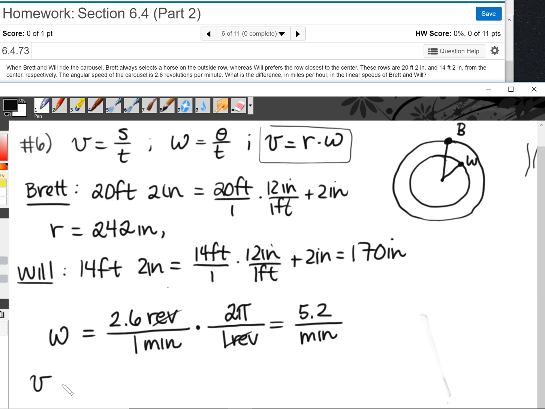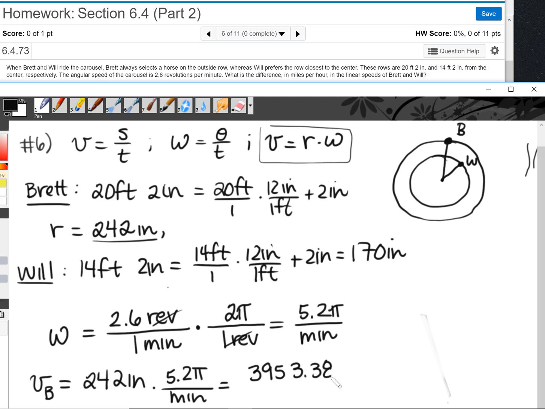So V is going to be R times ω. I'm going to do V sub B for Brett. That's going to be his linear speed for me. So Brett's R is 242 inches times that 5.2π per minute. I'm going to multiply that out with the pi, 5.2 times pi. And so what we get is 3,953.38 inches per minute.